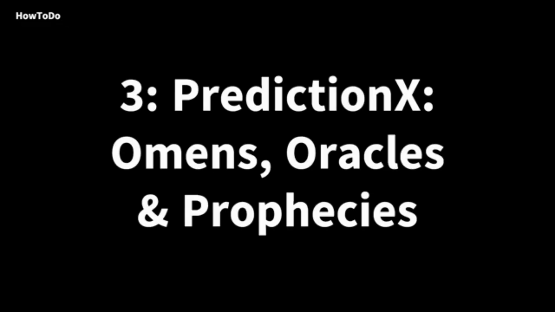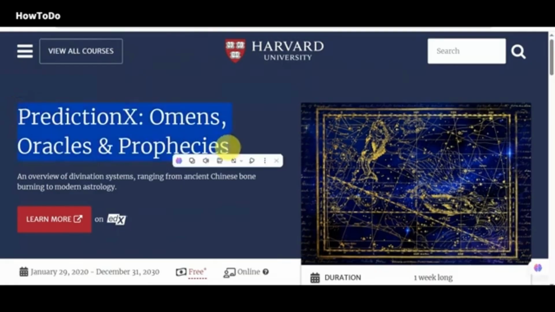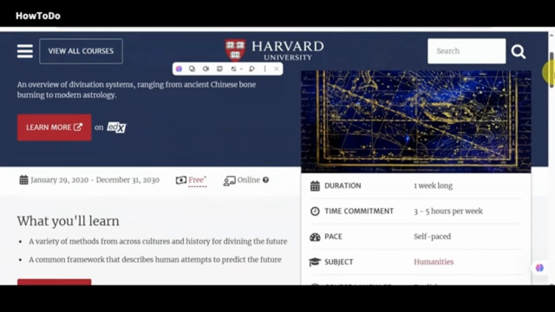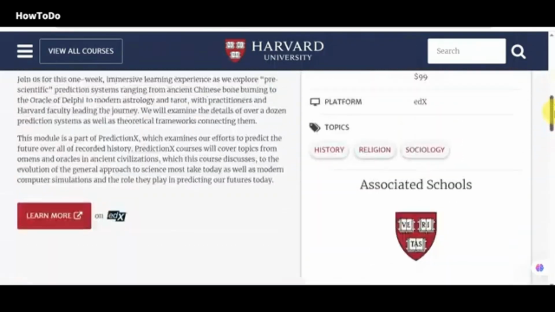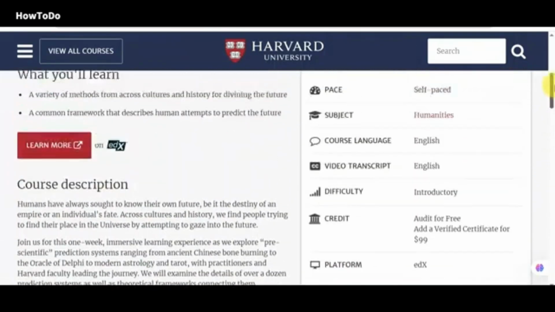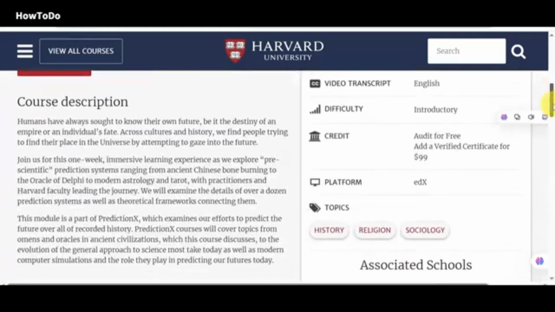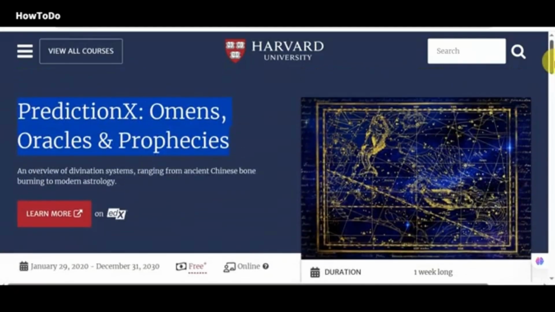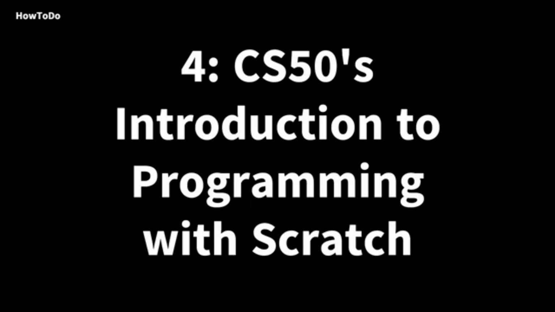3. Prediction X, Omens, Oracles, and Prophecies. Humans have always sought to know their own future, be it the destiny of an empire or an individual's fate. Across cultures and history, we find people trying to find their place in the universe by attempting to gaze into the future.